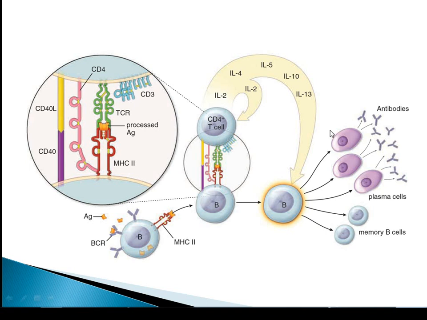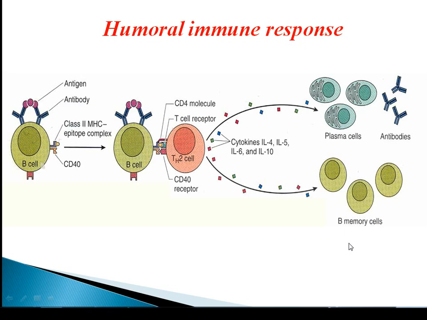Here we also can see the same: that is the first signal, TCR with processed antigen or epitope that is presented by MHC second. CD4 binds the MHC second, so the signal is performed and the B cell is activated because the CD4 cell produces these cytokines, and these cytokines activate the B cell, so the plasma cell and the B memory cells are formed.